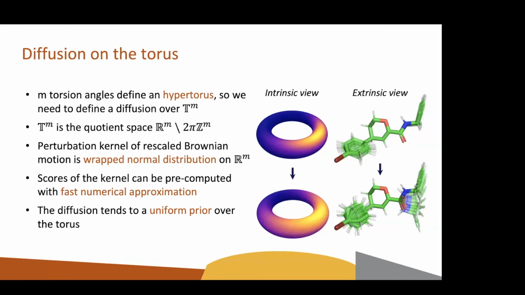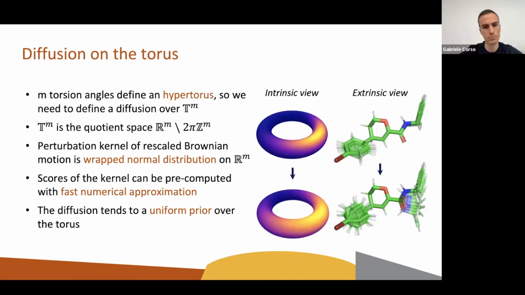So one additional property that is important to note is that the prior that the diffusion converges to on the torus is no longer a Gaussian. Since the manifold is compact, it converges to a uniform distribution. And so when we sample from the prior of the diffusion model, we'll actually be sampling uniformly over the torus, which can be easily done by drawing a random torsion angle and applying it to the conformer. So in the end, you say that the diffusion is just for every torsion angle we draw uniformly from 0 to 2 pi. Yes, that's correct.